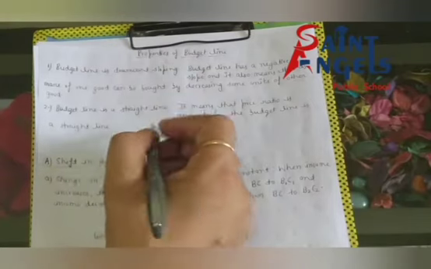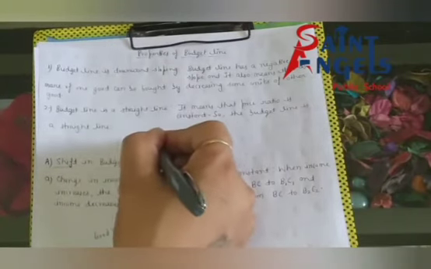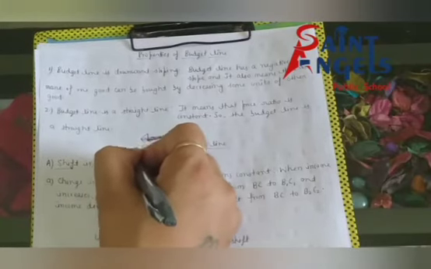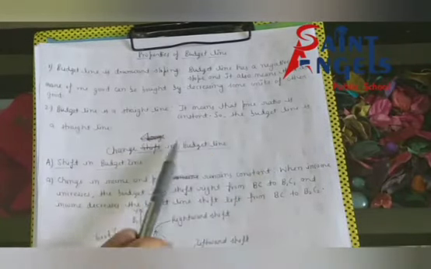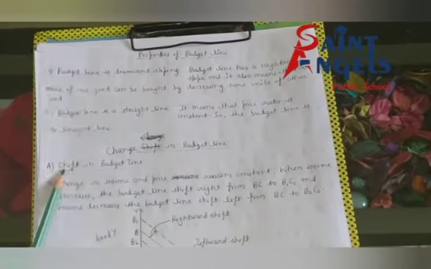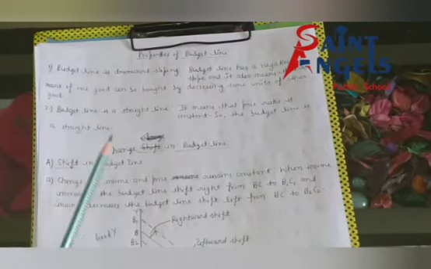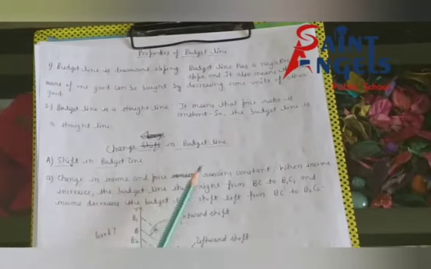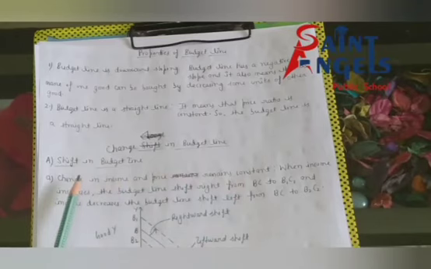You can write here: change in budget line. Change in budget line has two parts. First part, shift in budget line. Shift in budget line again has two parts. Change in income and price remains constant.